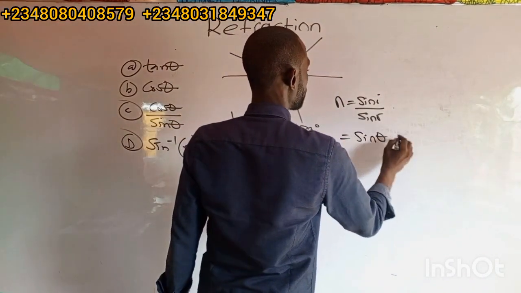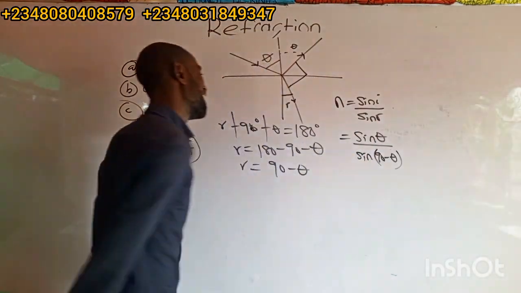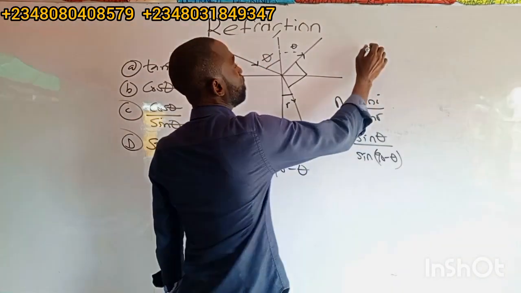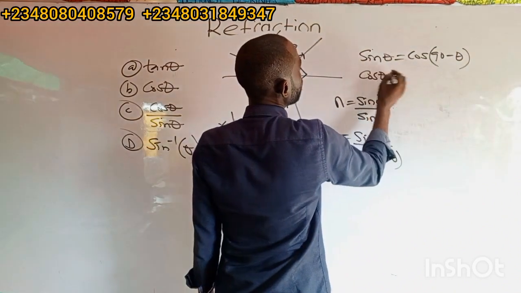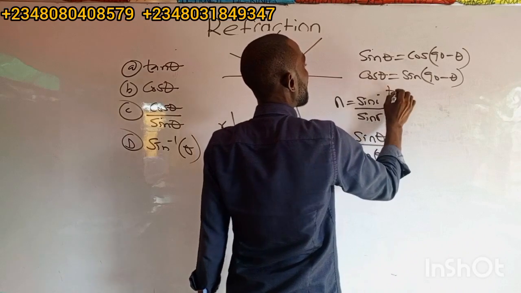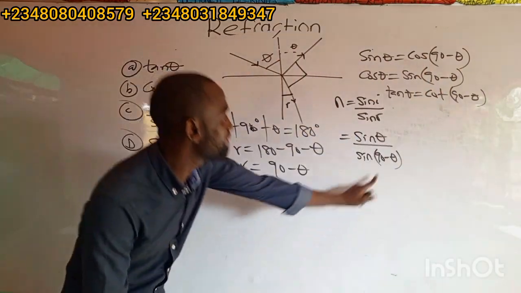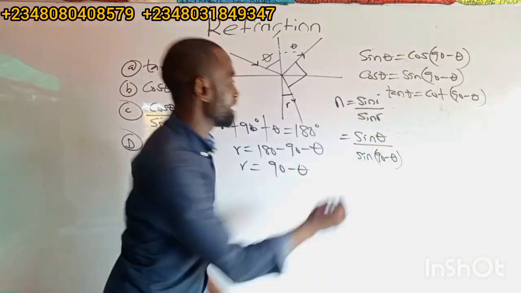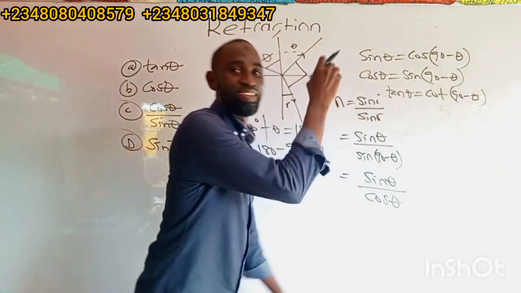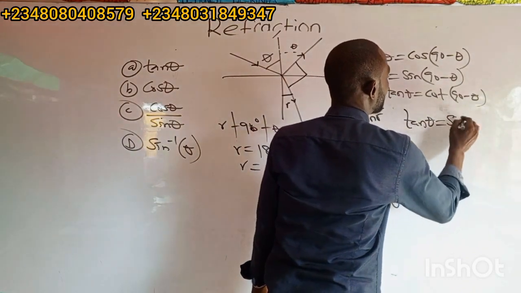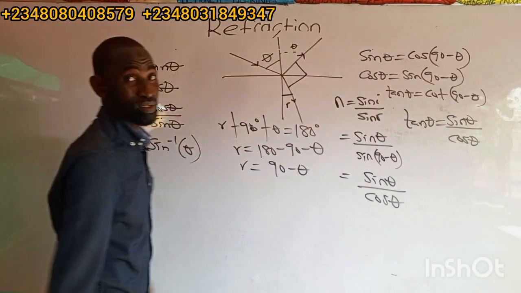We have sin theta all over sin of 90 minus theta. From complementary angles in trigonometry, sin theta equals cos of 90 minus theta, cos theta equals sin of 90 minus theta, and tan theta equals cot of 90 minus theta. That is a bonus. So sin of 90 minus theta is cos theta, so here I have sin theta all over cos theta. I will not stop here. From the basic identity, sine of anything over cosine of that thing equals tan. So the answer to this question is tan theta.